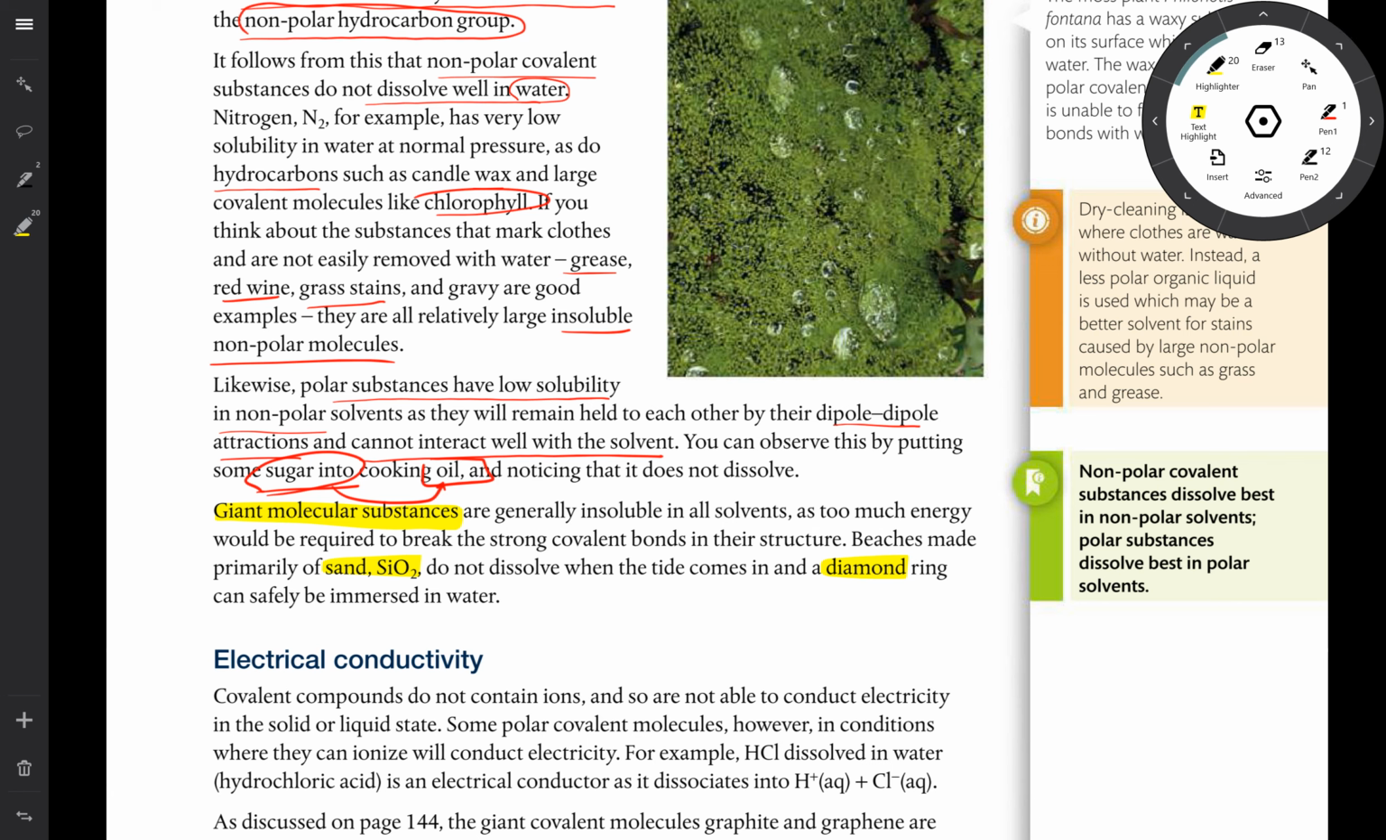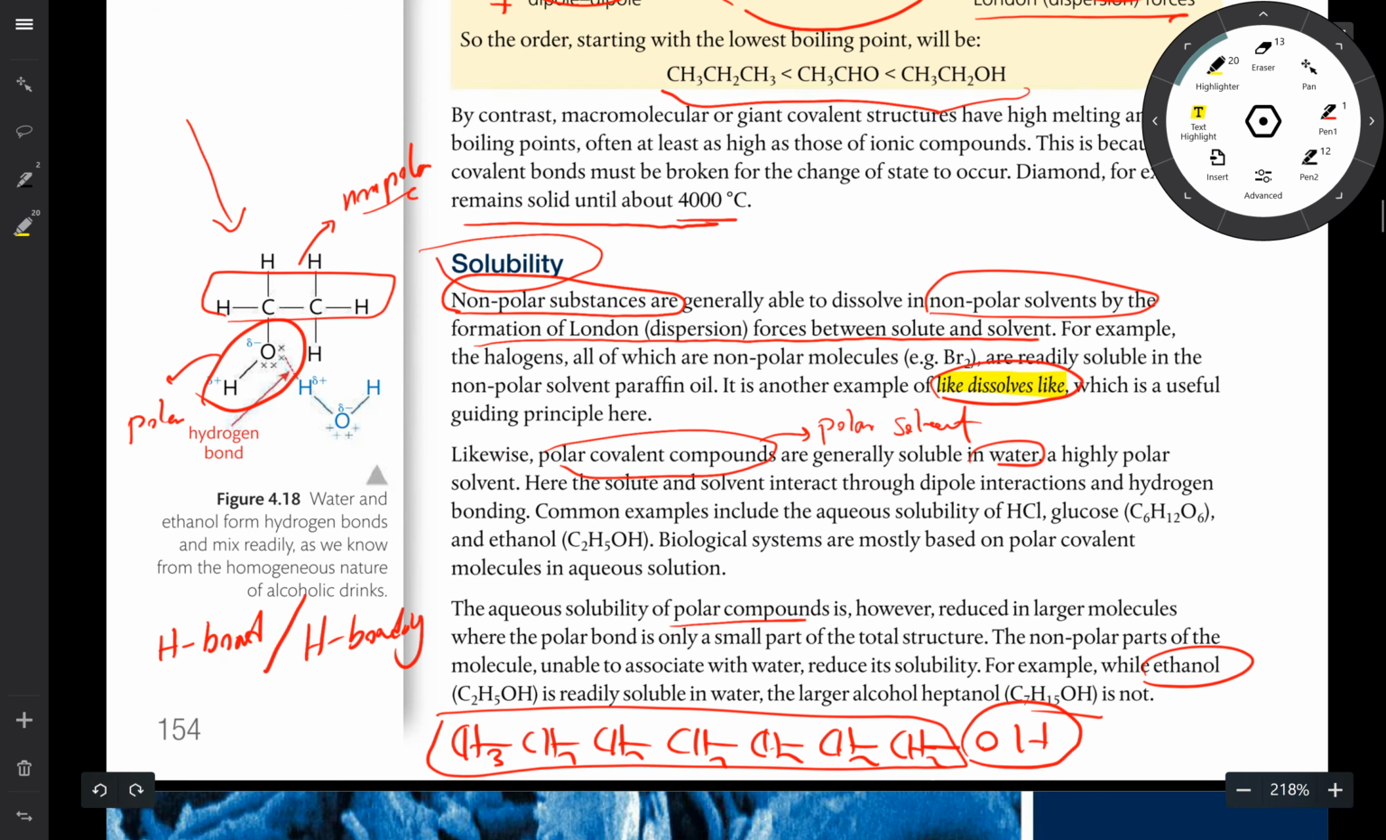So be careful when we are talking about solubility and they ask you if something is soluble in a solvent: you cannot simply say it's soluble or not because of like dissolves like. You must talk about the intermolecular forces. If the solute is non-polar and the solvent is non-polar, you can say that both of them have London dispersion force of attraction between each other, so they can be soluble in each other.